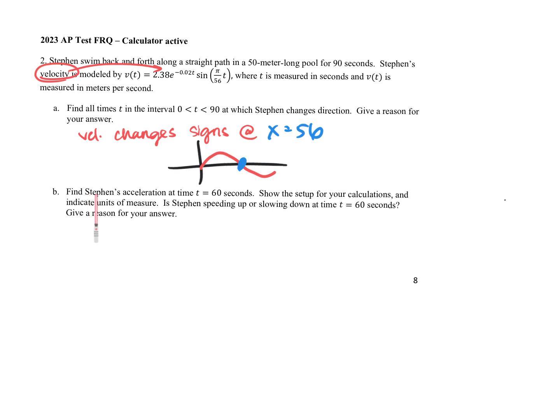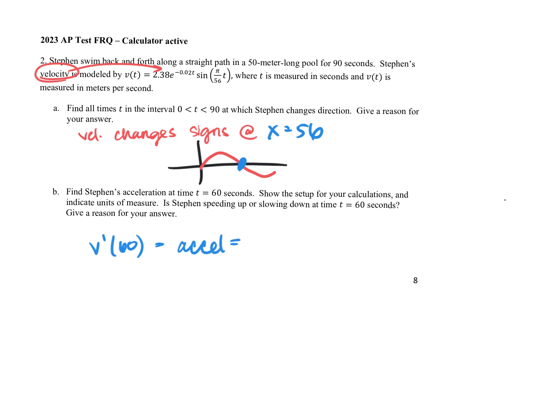Then it says, go find his acceleration at t equals 60. We get a graphing calculator. Show the setup for your calculations and indicate units of measure. Okay, find his acceleration at time t equals 60. If they gave us velocity and this is calculator active, what could I do to find the acceleration using my calculator? Math 8, dy/dx, exactly. So I'm going to go find v prime of 60. That is just my acceleration.